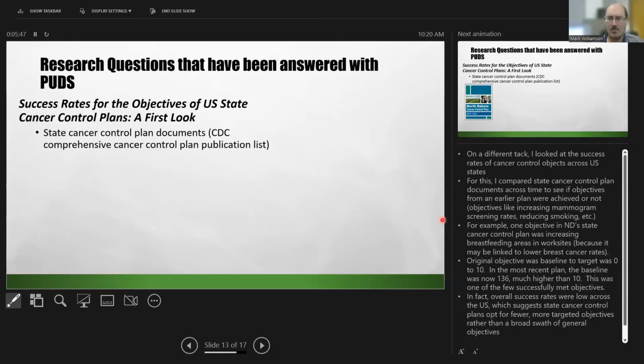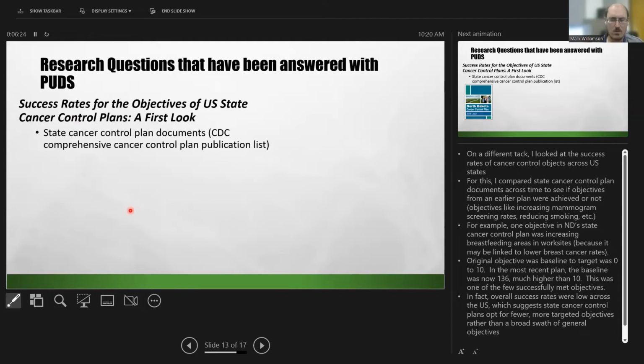Now, on a different tack, a couple years ago I looked at the success rates of cancer control objectives across US states. For this one, I compared state cancer control plan documents. Pretty much every state has a document that says how they're going to try to control cancer in their state, and they'll have various objectives to try to achieve that. I looked to see if objectives from earlier plans were achieved or not by comparing an earlier plan to a more recent plan. These objectives might be like increasing mammogram screening rates or reducing smoking, etc.